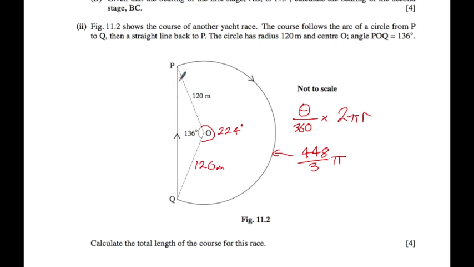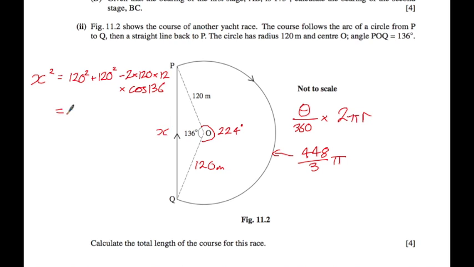Right, for this one, we're going to have to work out this distance QP again, and I hope you spotted this is similar to the one before, very similar actually, and we're going to have to use the cosine rule. So we're going to be doing x squared equals 120 squared plus 120 squared minus 2 times 120 times 120 times cos 136.